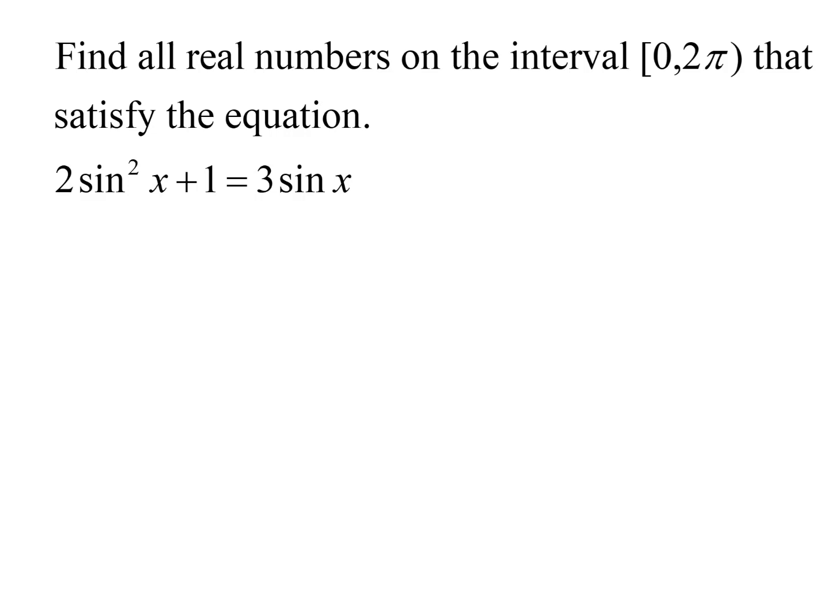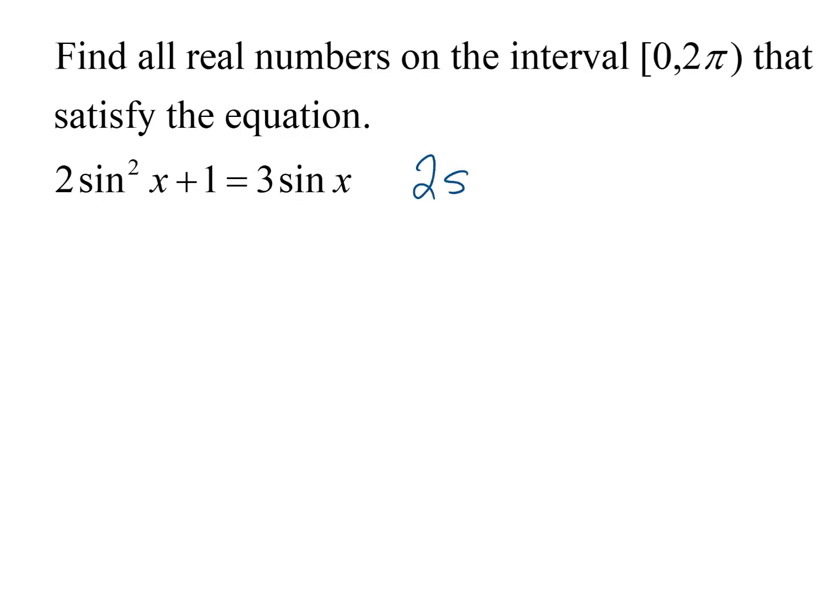We want to find all real numbers on the interval from 0 to 2 pi that satisfy this equation. As I'm looking at this equation, I see I've got a squared trig function and the same trig function not squared. So that leads me to believe, let's get everything on one side equal to 0 and see if we can factor it.